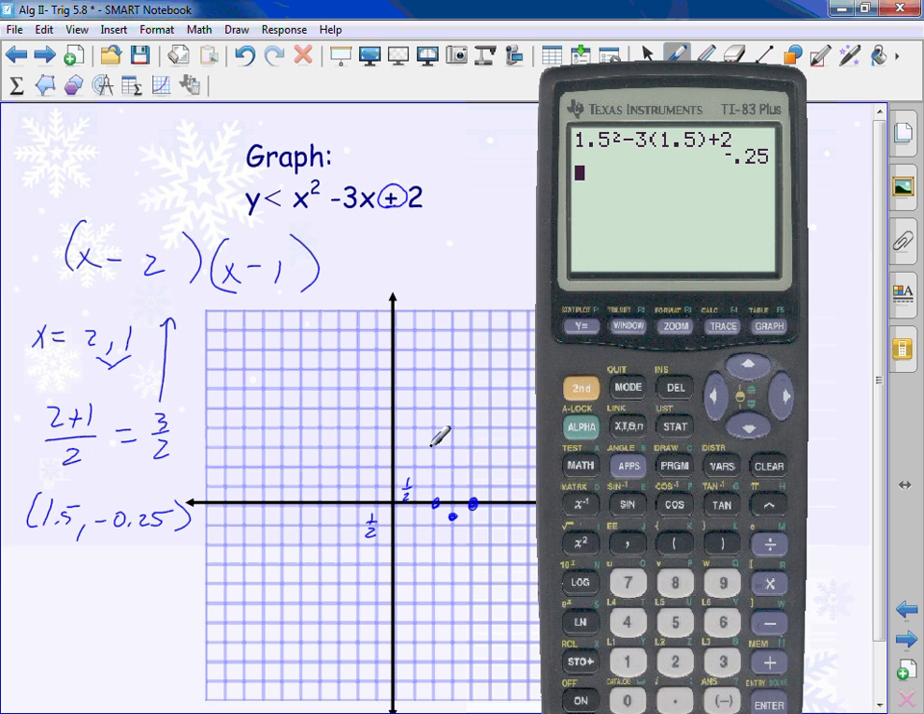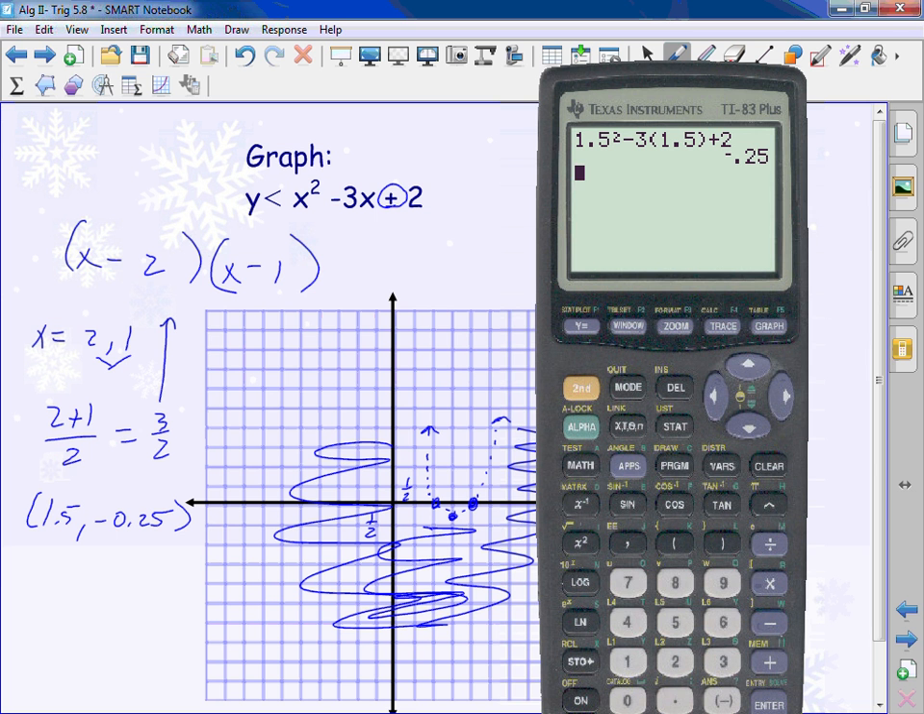My line is going to be dotted. And my shading has to be below. So it's actually everything below it. So you put 3 halves back into the problem.